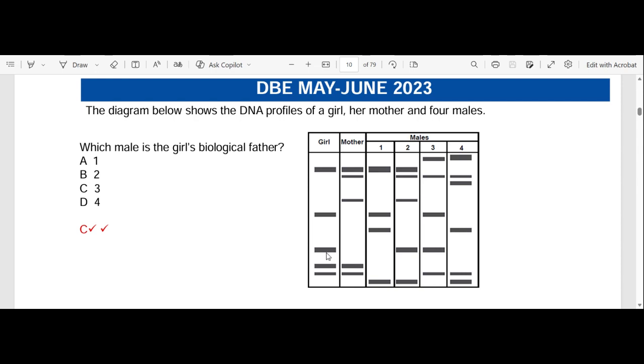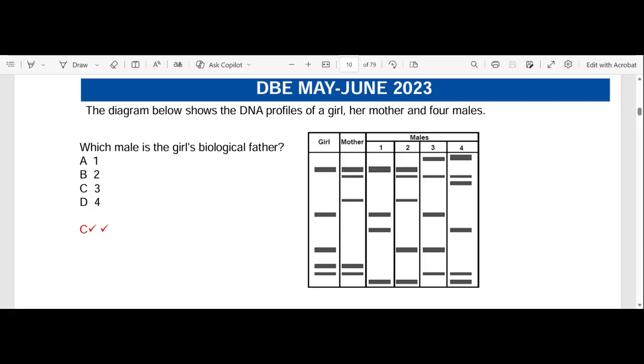Now let's go to the third bar in the girl's DNA. The third bar matches with both male 2 and male 3. So now they said the answer here is C, male 3, which makes sense because both of the two bars that are left after eliminating the mother's bars match with that of male 3. So it makes a lot of sense. Male 3 is the father.